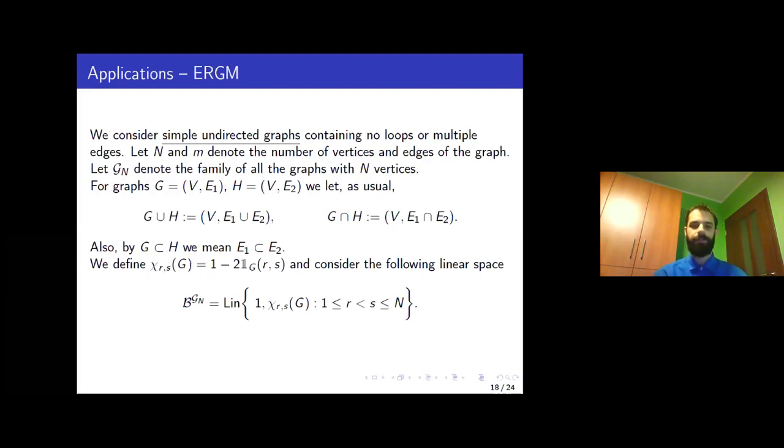Here we also define the characteristic function corresponding to each edge of the graph, which is equal to one when the specific edge RS is not present in the graph. But if it's present, we fix this characteristic function with the value minus one. And we also consider a linear space spanned by these characteristic functions and the constant function equal to one.